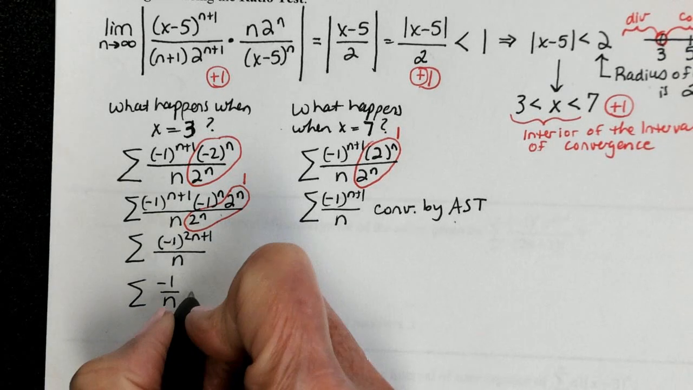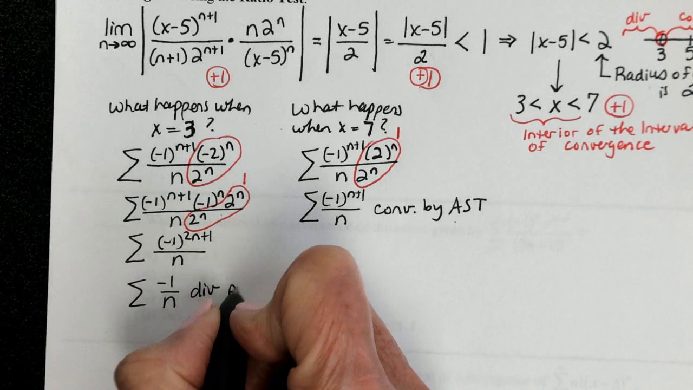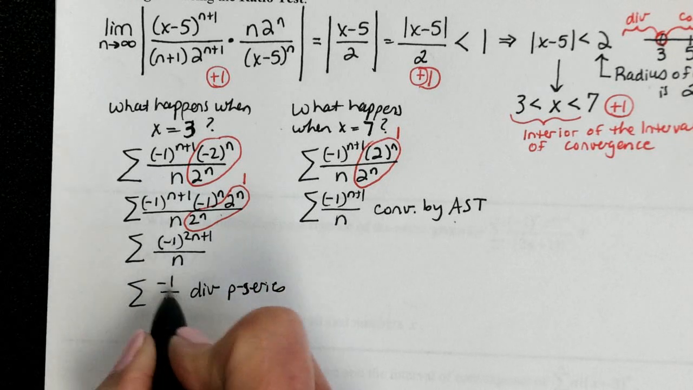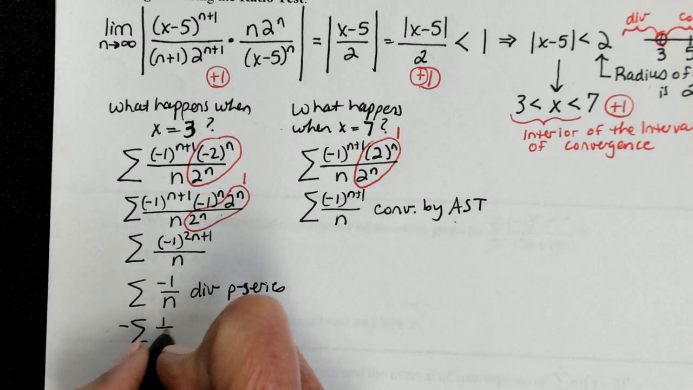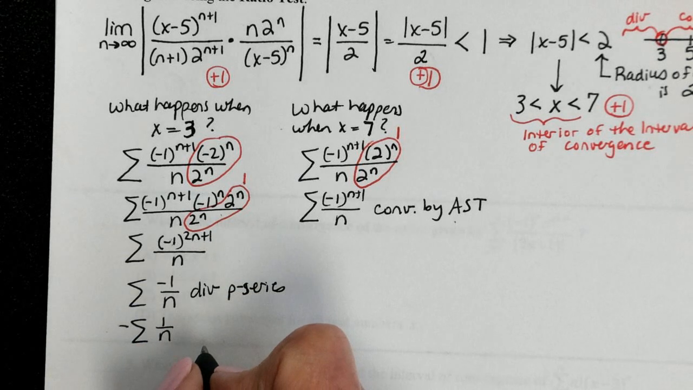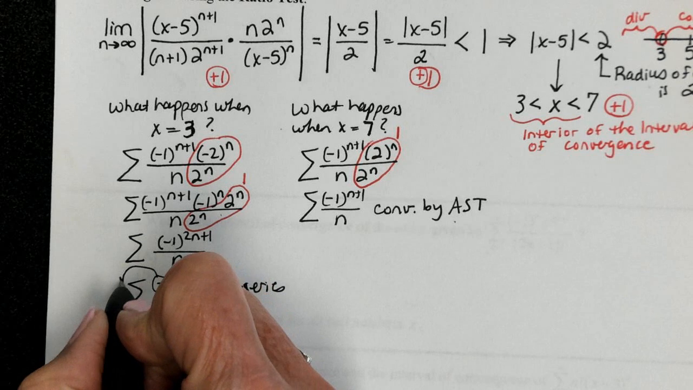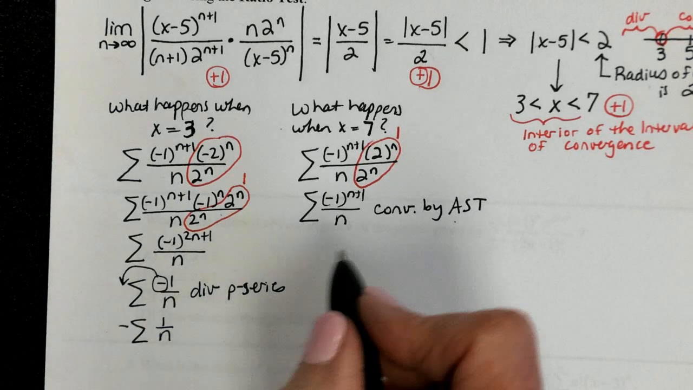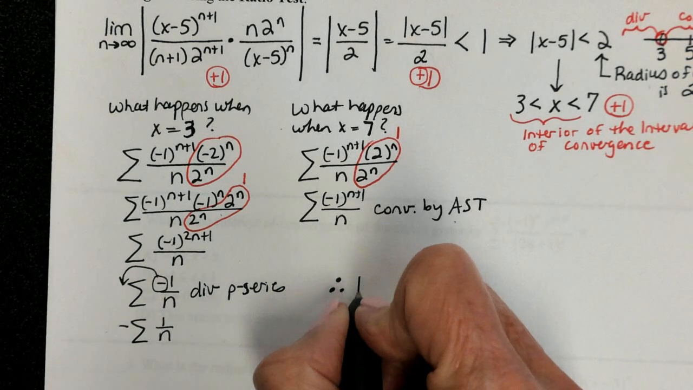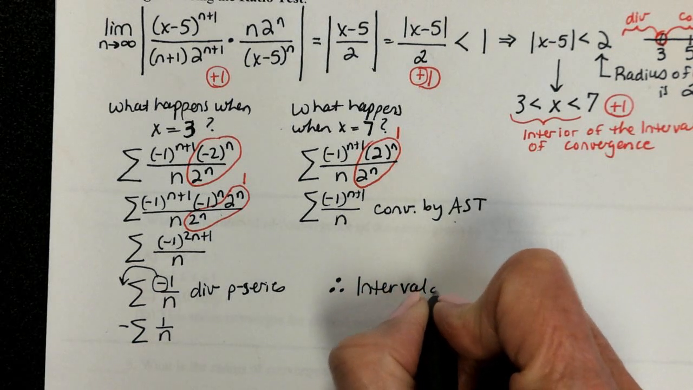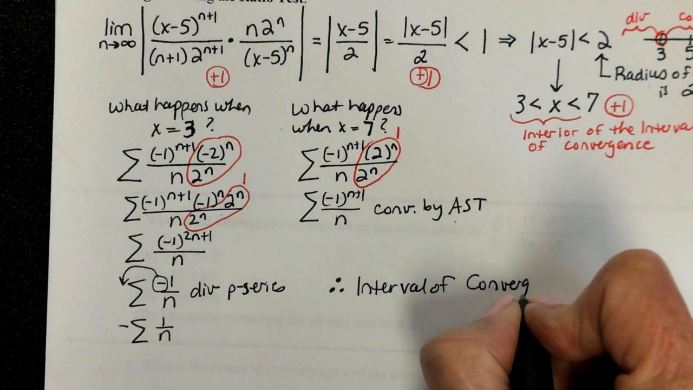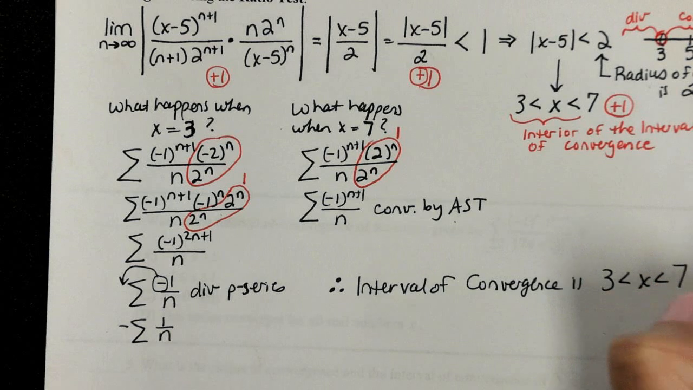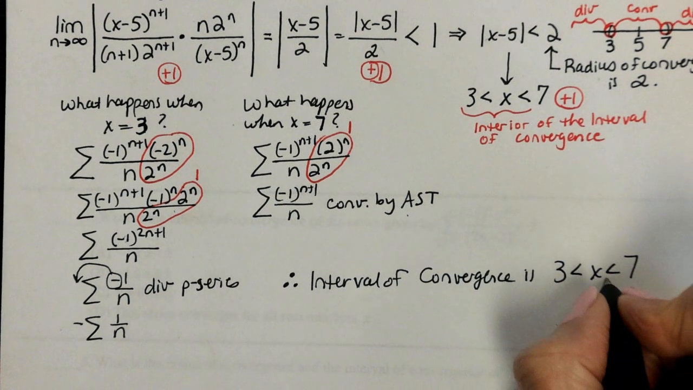This diverges by P-series test. Actually, I should take out the negative. Negative sum of 1 over n. Now it's a P-series, or you can say it's the harmonic series. Take that out, and then it's actually a P-series. Regardless, it diverges. So I can write my interval of convergence. It is 3 to 7. Keep the 7, don't keep the 3.